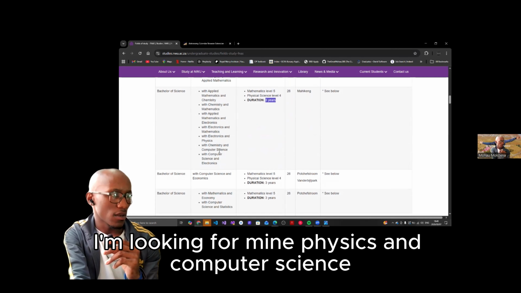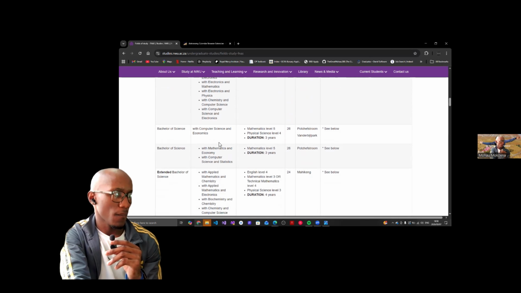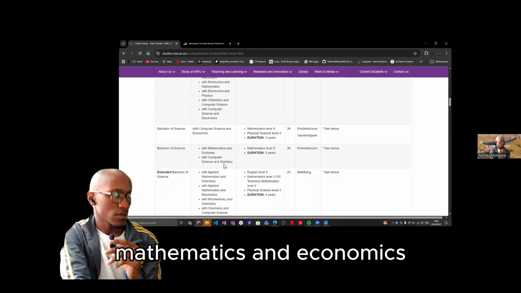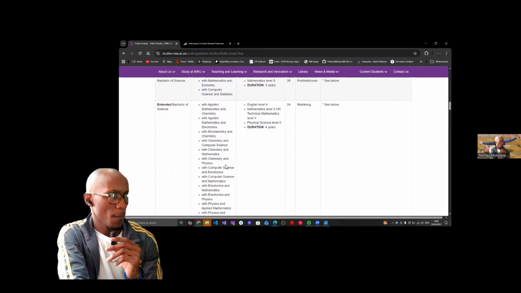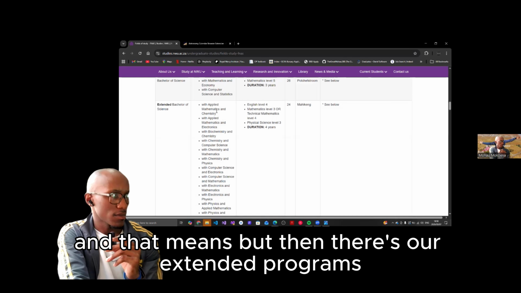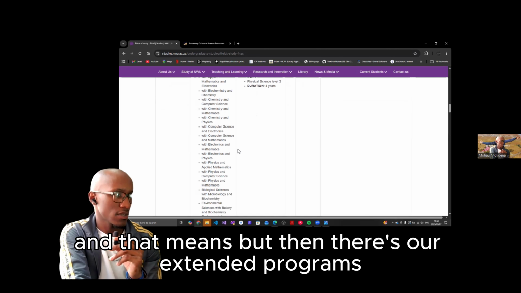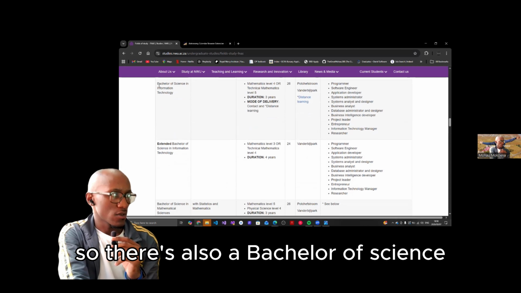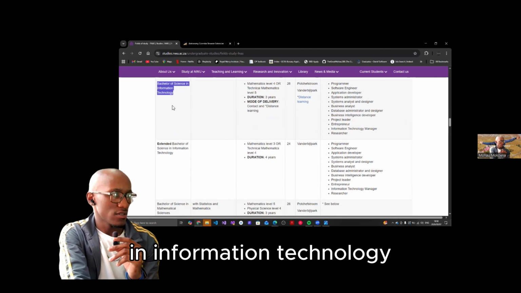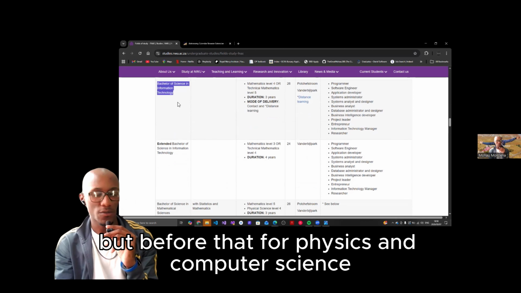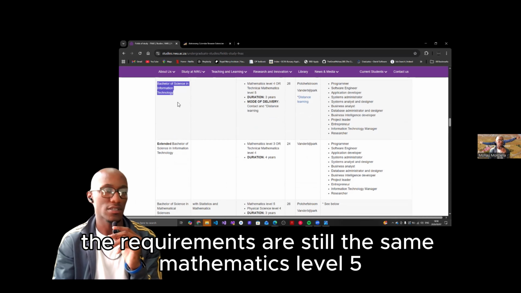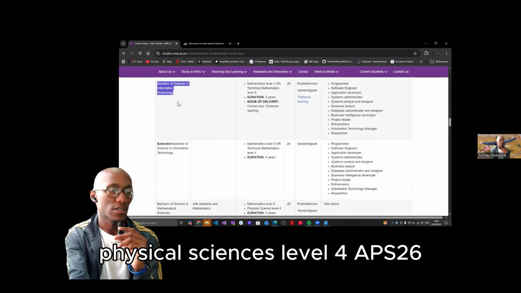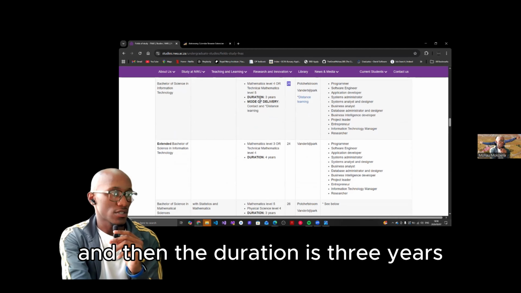I'm looking for mine, physics and computer science. Why is it not appearing? Mathematics and economics. But these are extended programs. I'll cover that, not now. Okay, so there's also Bachelor of Science in Information Technology. But before that, for physics and computer science, the requirements are still the same: mathematics level 5, physical sciences level 4, APS 26, and the duration is 3 years.